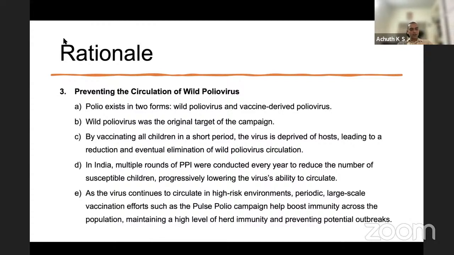Hence, this led to the reduction of multiplication of wild polio virus. As the vaccine-derived virus continues to circulate in high risk environments, the wild polio virus multiplication came low. This is known as maintaining a high level of herd immunity. What this led to was that it prevented the potential outbreaks of polio infections in India.